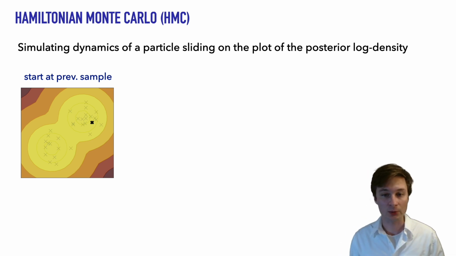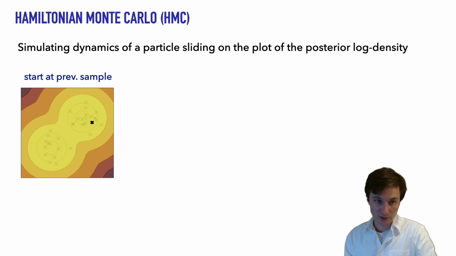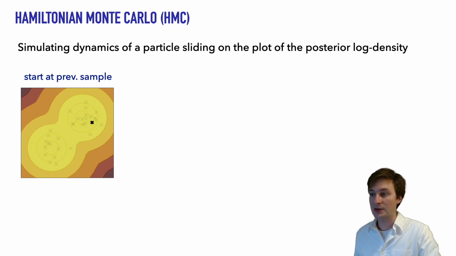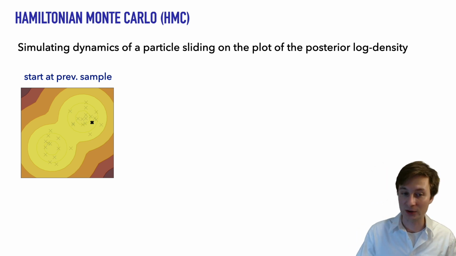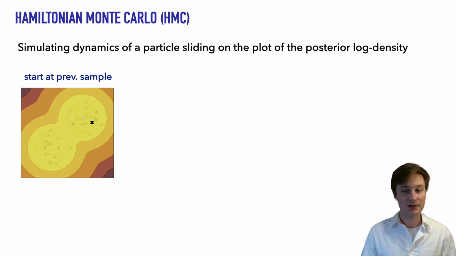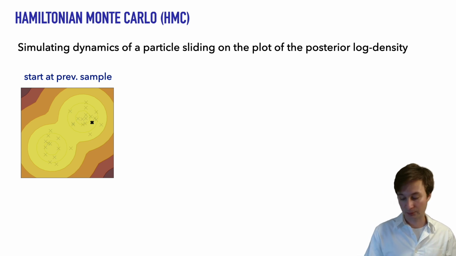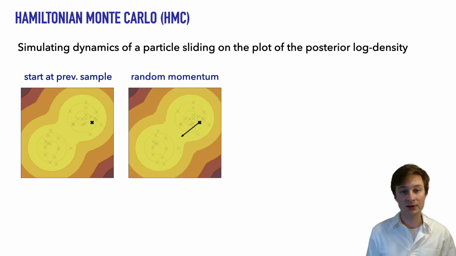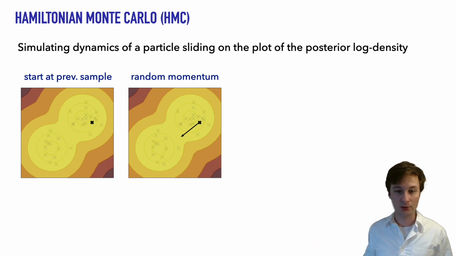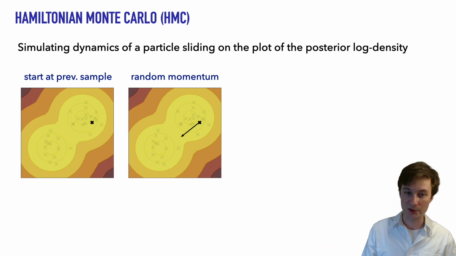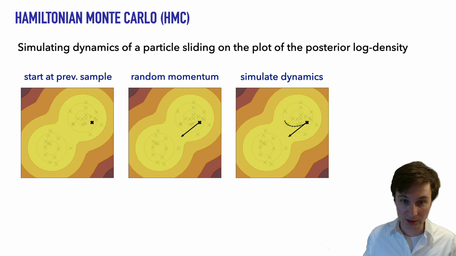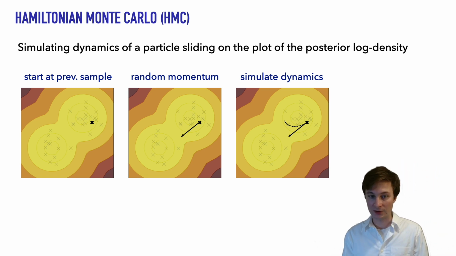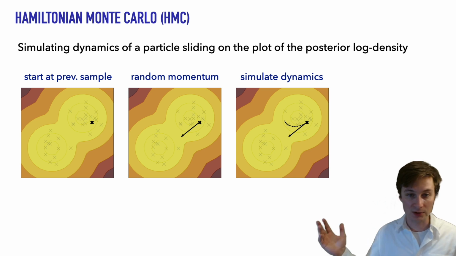And so first, let me just quickly recap the intuition for Hamiltonian Monte Carlo. You can think of it as trying to simulate the dynamics of a particle that slides on the ice that is shaped in the form of your posterior log density. So we start from some position, our current estimate, our previous sample, and then we select a momentum vector randomly. We just send the particle in some direction with a random speed, and then we simulate the movement of this particle. And you can see that it curves in this case because the shape of the log density is curved.